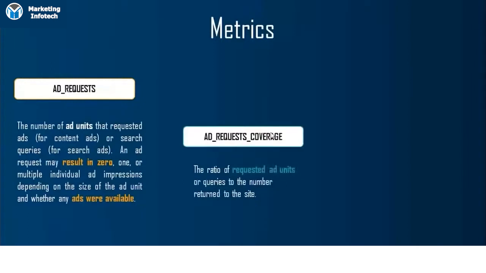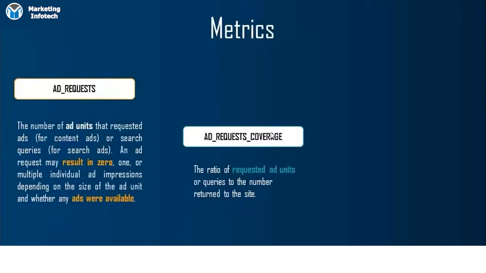Next point is ad request coverage. Coverage is the percentage of ad requests that returned at least 1 ad. Generally speaking, coverage can help you identify sites where AdSense is not able to provide targeted ads. Formula for coverage is ad requests that return ads divided by total ad requests, into 100. So in the previous example, if out of the 3 slots, only 1 slot displayed an ad, this is 1 divided by 3 into 100.